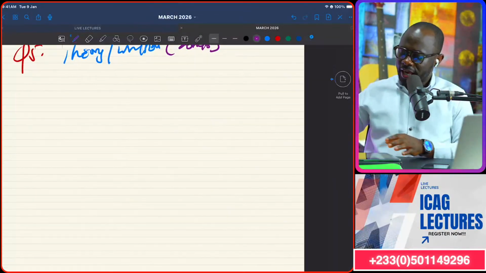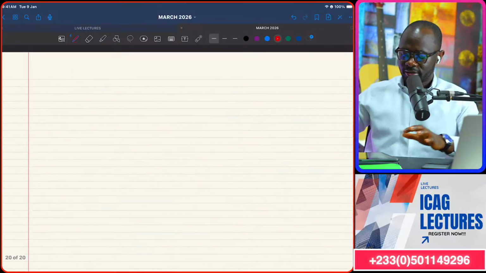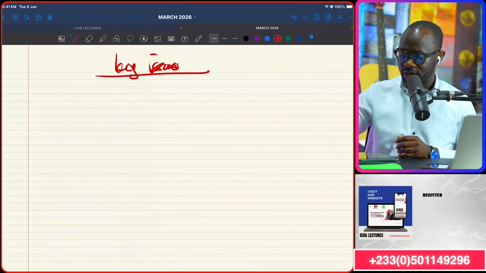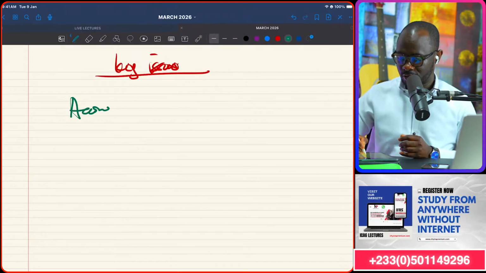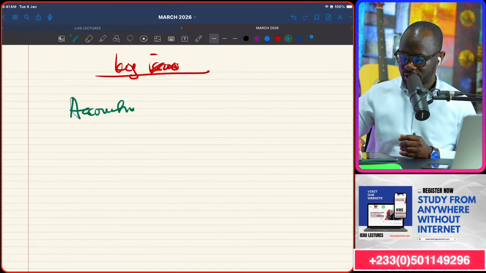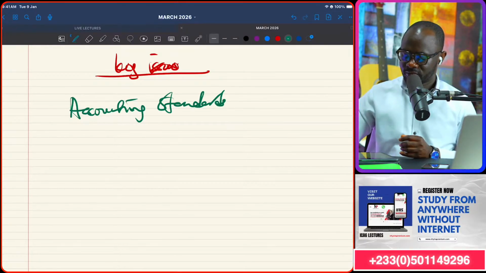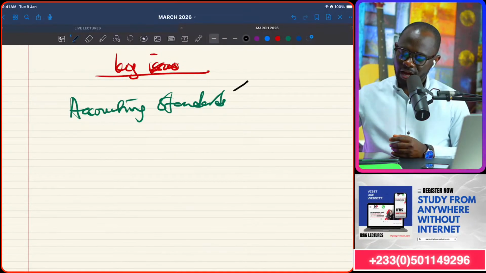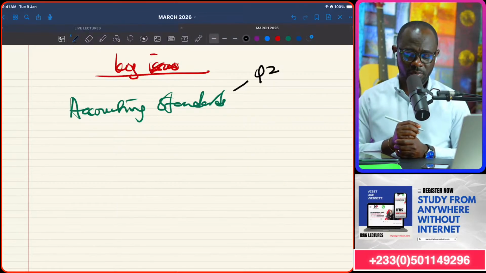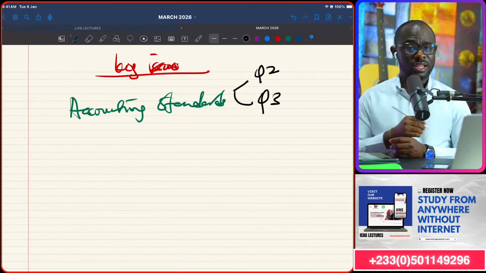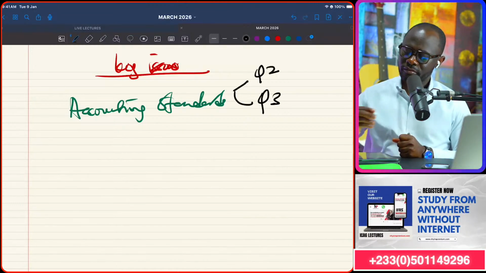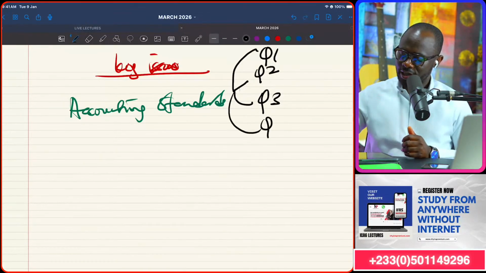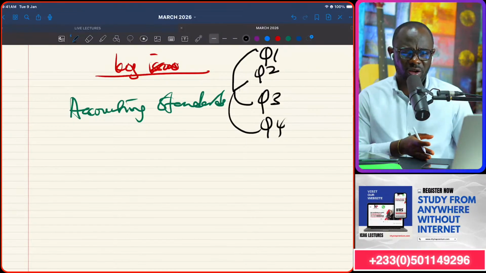Simple. The key issue when it comes to financial reporting that you must nail in order to pass the financial reporting examination is the accounting standards. That's all. The accounting standards. Why is this important? It's important because the accounting standards will be featured in question 2, 20 marks. The accounting standards will be featured in question 3, 20 marks. The accounting standards will be featured in question 1, consolidated financial statement. The accounting standards will be featured in question 4, evaluation of financial statement.